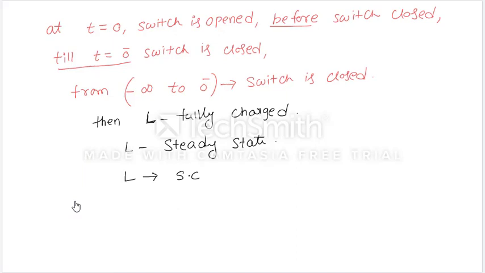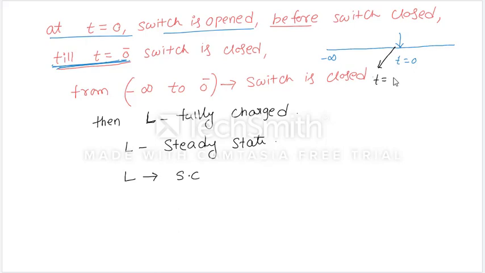Understood this thing? At t equal to 0, the switch is opened. Before that, the switch was closed. Before means till t equal to 0 minus. This is t equal to 0. From minus infinity, up to here, till t equal to 0 minus, up to before that.